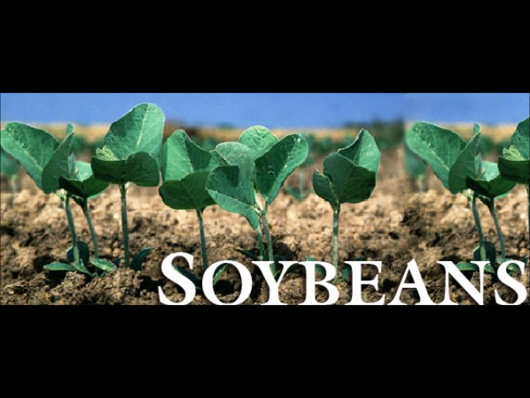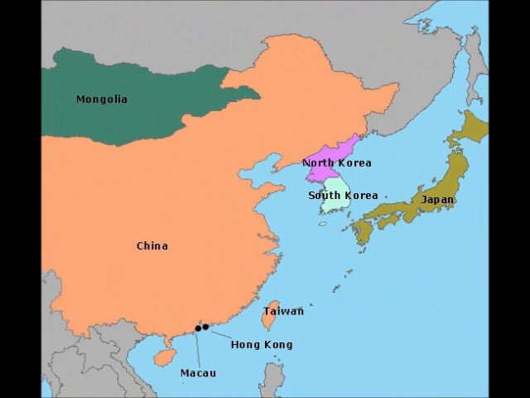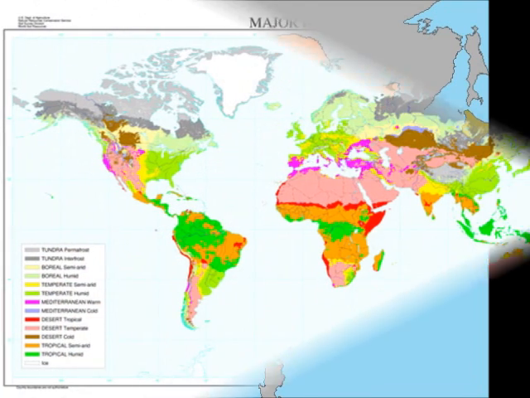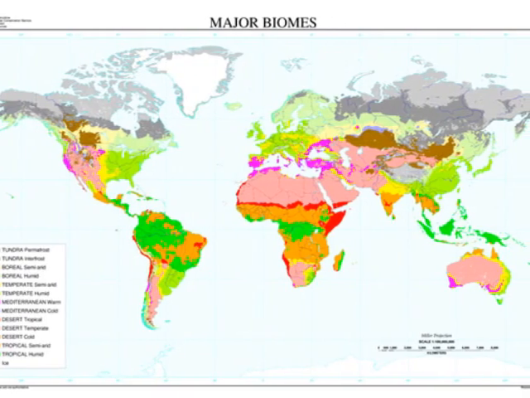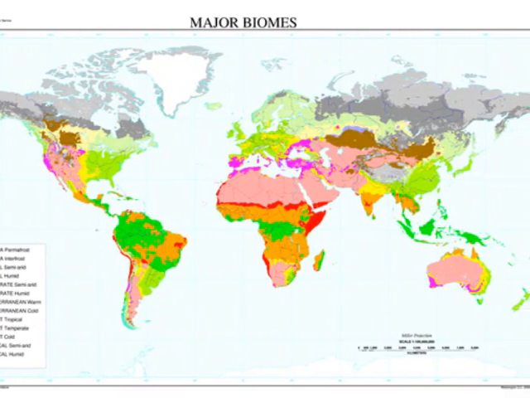This video is about soybeans. First, we're going to talk about the production of soybeans. The country of origin for soybeans is China. The centers of diversity are in Eastern Asia, including China, Japan, and Korea. The biomes of the country of origin and centers of diversity are tropical, subtropical, and temperate.